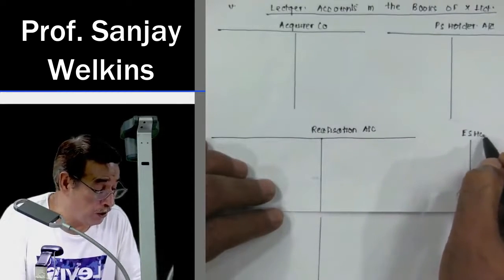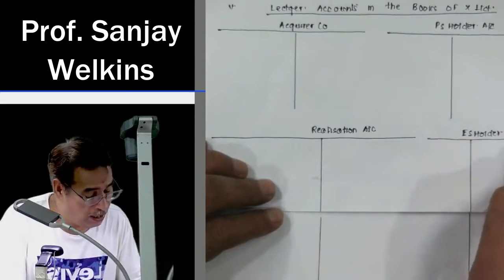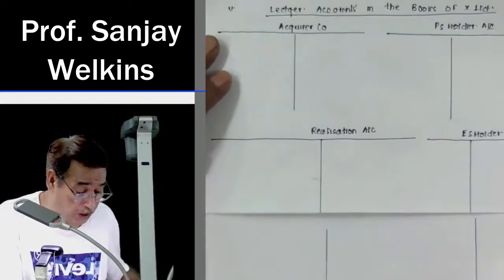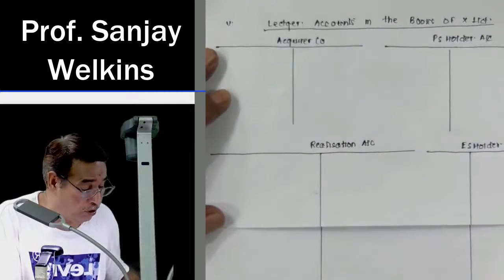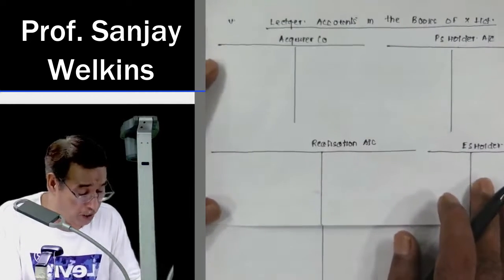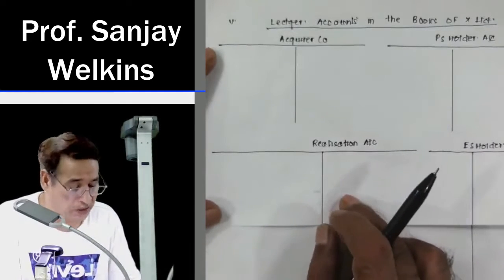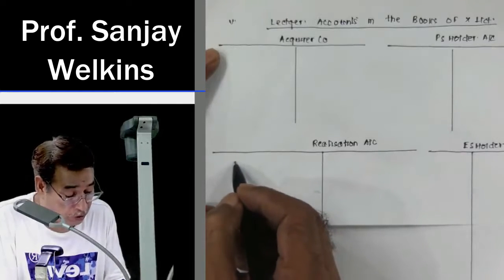Equity shareholder account. I haven't prepared the cash account. The only reason is that I am not receiving any payment in the form of cash, so perhaps we may not need to prepare a cash account at all. Now all you have to do is look into the column of X Limited. First, towards the asset side, transfer all the assets to the debit side of the realization account.